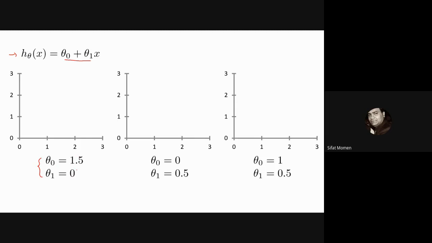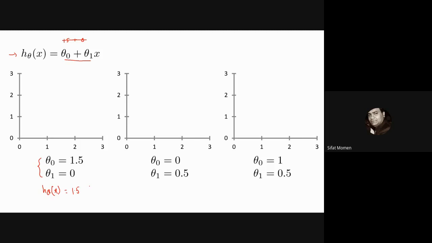So how is the line going to look? Theta naught is 1.5, so this is going to be 1.5 plus theta 1 x. Theta 1 is 0, and 0 times anything is 0. So for these theta naught and theta 1, what will my h theta x be? Theta naught is 1.5 plus theta 1 x, which is 0, right? Clear? So it's 1.5.